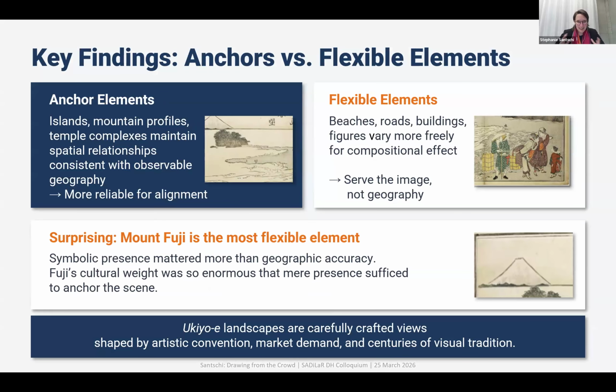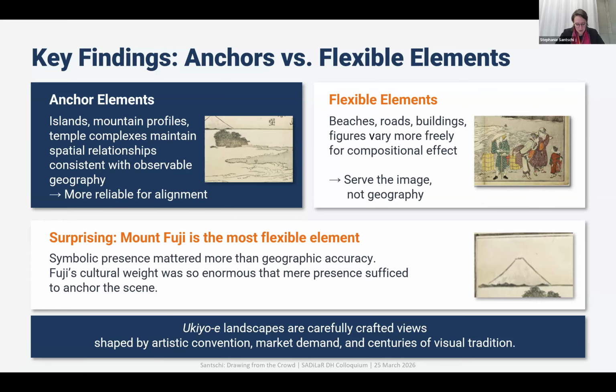So from this case, and of course also others, I think we can develop a typology. And this is that not all landscape features are treated equally. We do have anchor elements that maintain spatial relationship consistent with observable topography. These stay where they need to be for the view to be recognizable. They're reliable features for the argument. And when we overlay prints onto RAM models and observe that coastline curves match across prints by designers who have never met, what does that mean for us?